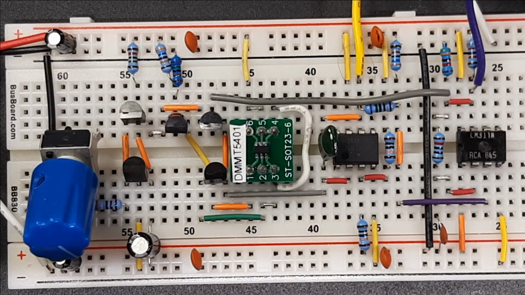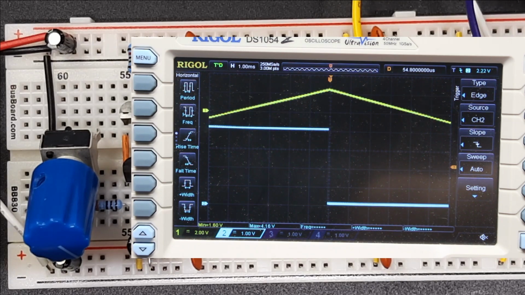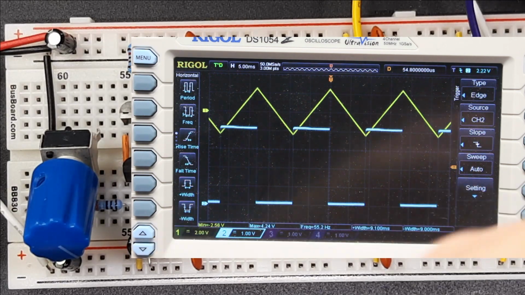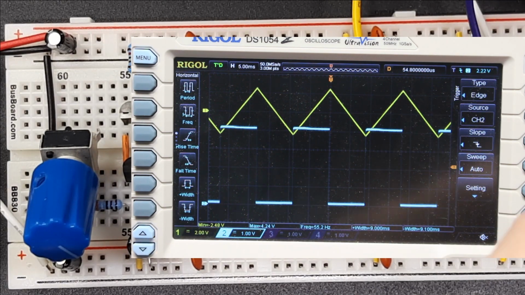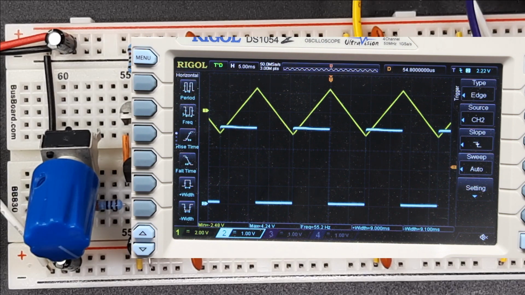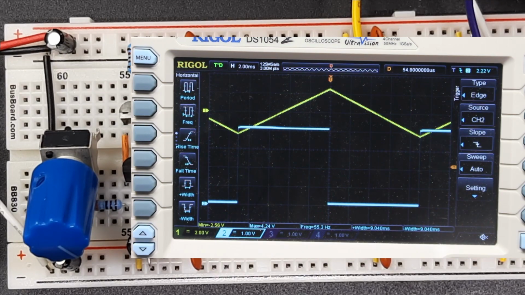Here's the modified circuit. I'll try powering it on. Wow, that looks like a near-perfect 5-volt triangle wave. The scope says the square wave is just over 55 Hz, which is the A below the base staff, and it says that the duty cycle of the square wave is just about exactly 50%.